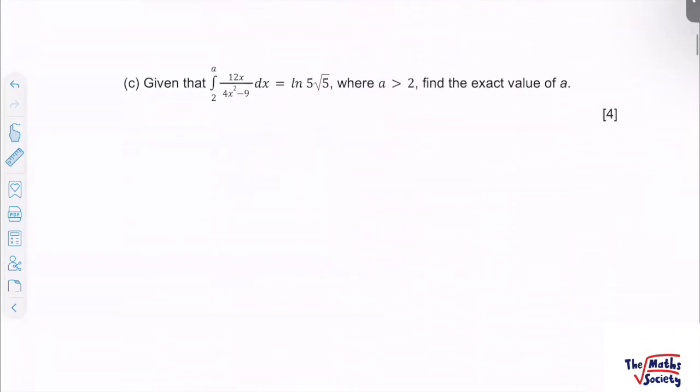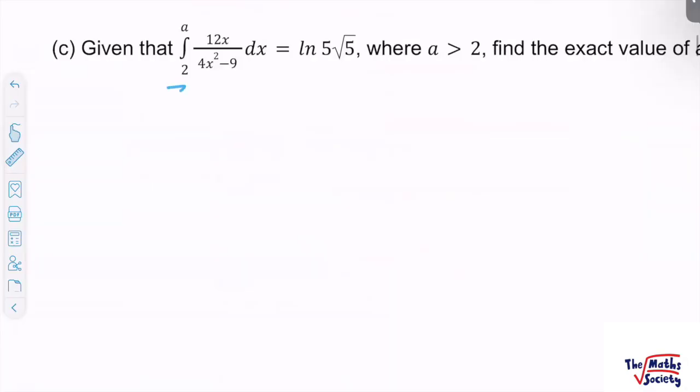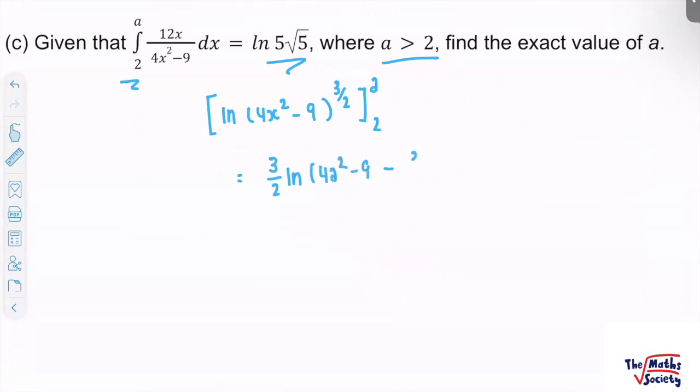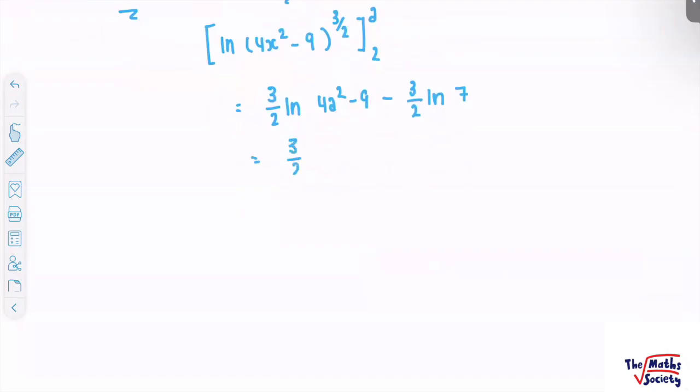And for C, they give you the limit, and then what it equals to, and that a is greater than 2. So you need to find the exact value of a. So once again, ln(4x squared minus 9) to the power 3 by 2, with limits 2 and a. So that's going to be 3 by 2 ln(4a squared minus 9) minus 3 by 2 ln 7. So that's going to equal 3 by 2 ln of (4a squared minus 9) divided by 7.